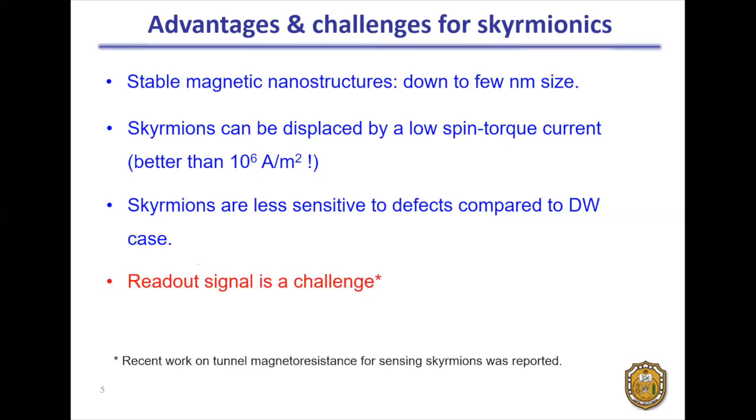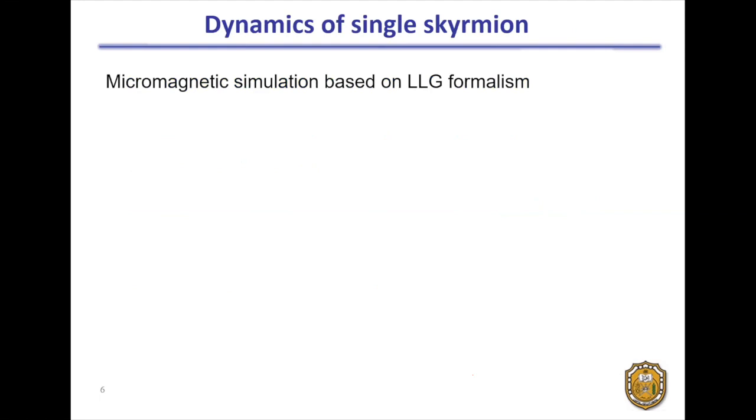The challenge for skyrmions, one of the major challenges, is how to read those very tiny nanostructures. Although there is some work where people are using magnetic tunnel junctions to read the skyrmions, and they could successfully distinguish between different states of skyrmions in the device. So in this work, I will focus only on the recent results we obtained using micromagnetic simulation.